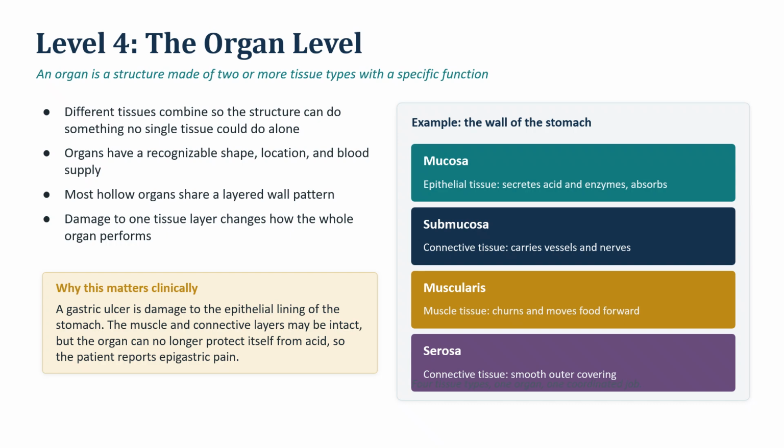The outermost layer is the serosa, another connective tissue layer that provides a smooth outer covering so the stomach can slide against the neighboring structures without friction.